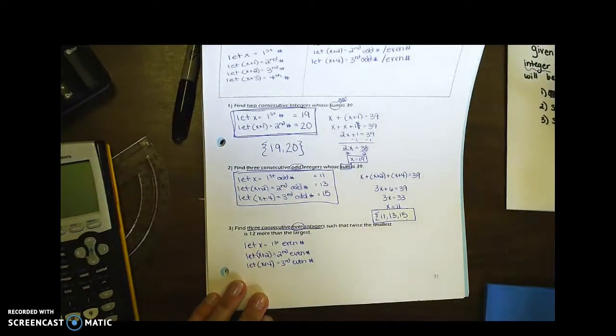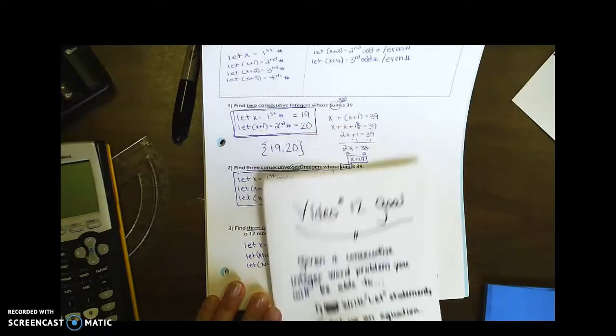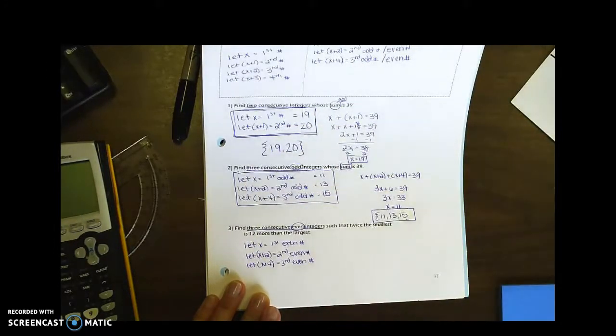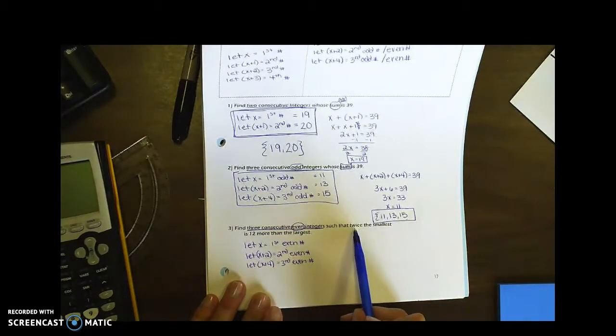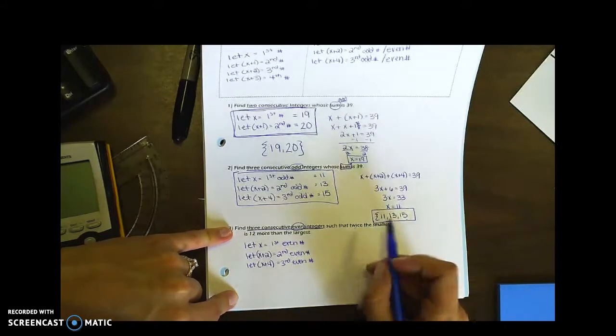Okay, now that we have our let statements, now we need to set up an equation so we can solve algebraically. So this time we're going to have to read very carefully. It says, find 3 consecutive even integers such that twice the smallest is 12 more than the largest. So we're going to take this and transfer it into variables and an equation.